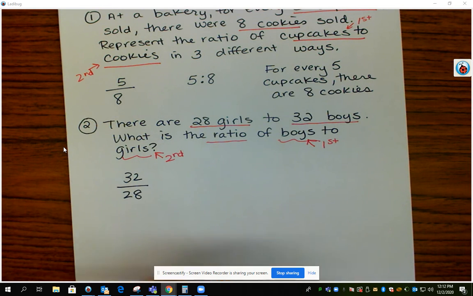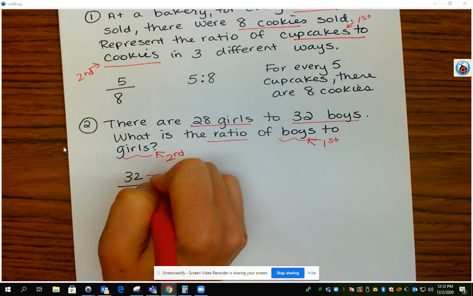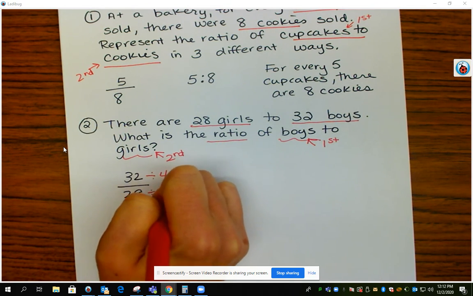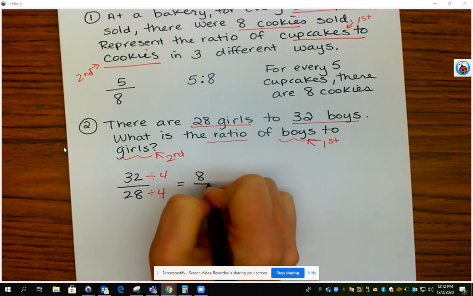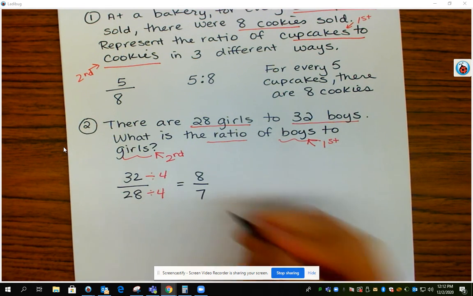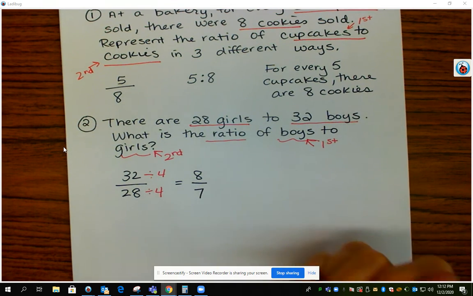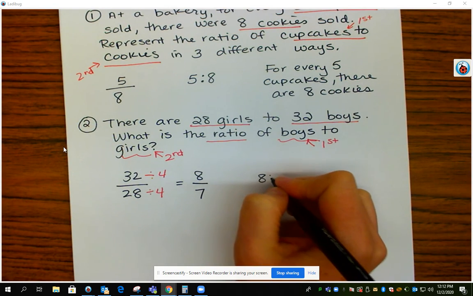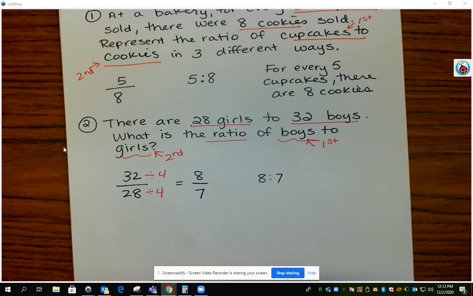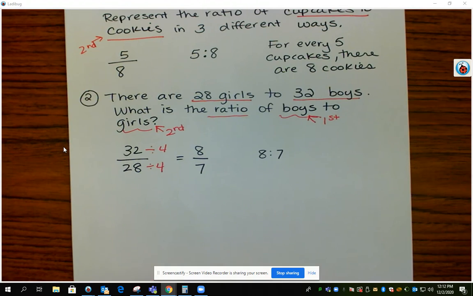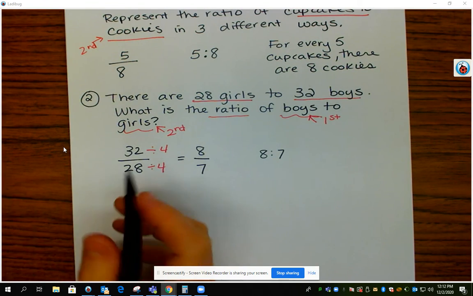Now these are both even, so I know right off the bat that I can start dividing. I also notice they can both be divided by 4, so I'm going to skip right to that. Divide by 4. So 32 divided by 4 is 8, and 28 divided by 4 is 7. So you could say the ratio is 8 to 7. You could say it this way, or you could say for every 8 boys, there are 7 girls. All right, so the order was the tricky part there.